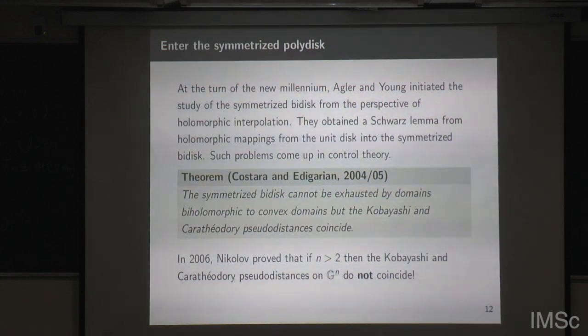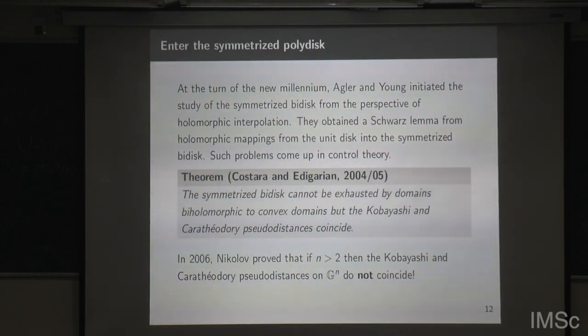Using the works of Agler and Young, in 2004-2005, Kosinski and Edigarian gave the first counterexample, and to my knowledge the only counterexample, for the converse of Lempert's theorem. They showed that the symmetrized bidisk cannot be exhausted by domains biholomorphic to convex domains, yet the Kobayashi and Caratheodory pseudodistances coincide for the symmetrized bidisk.